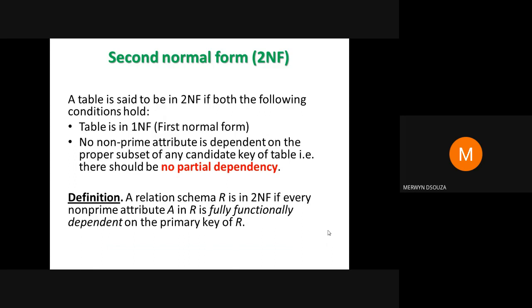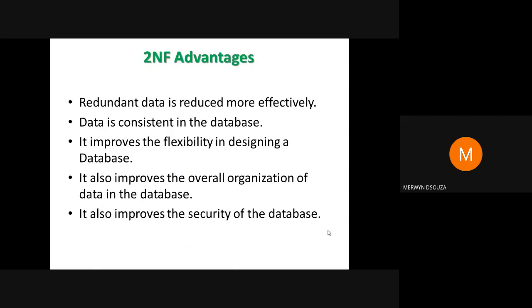Let's understand. Before we see that, let's see the advantages of second normal form. The advantages are: redundant data is reduced more effectively, data is consistent in the database, it improves the flexibility in designing a database, it also improves the overall organization of data in the database, and it helps to improve the security of the database.